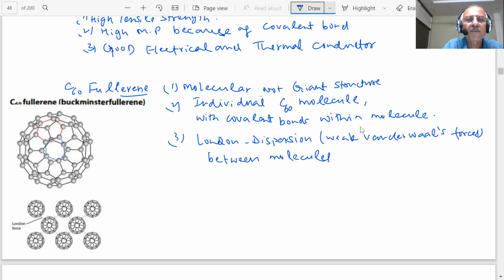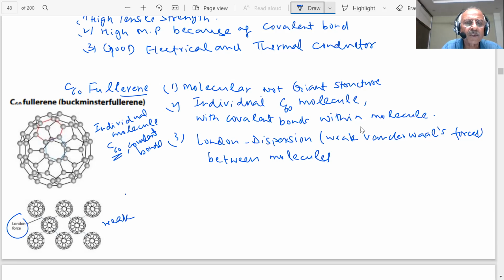This is an individual molecule, and there are covalent bonds between the 60 carbons. Can you see the individual molecule? How many carbons? 60 carbons. What type of bonds? Covalent bonds. But these molecules themselves are held by weak London forces. You know, we have discussed London forces in van der Waals, students. They are very, very weak. A very important point about the structure.